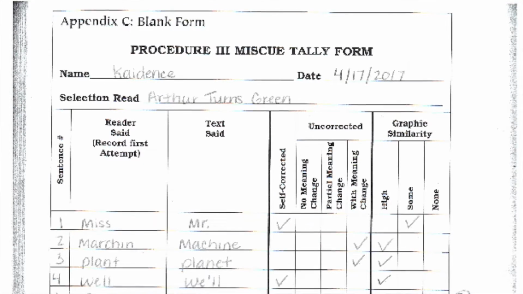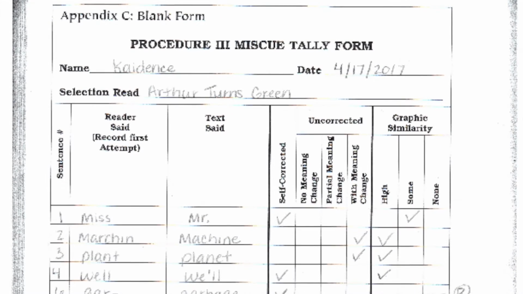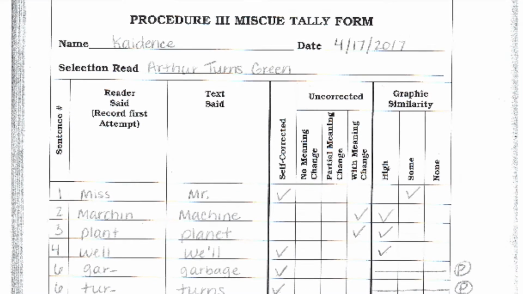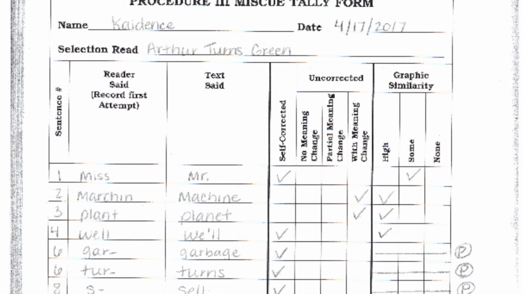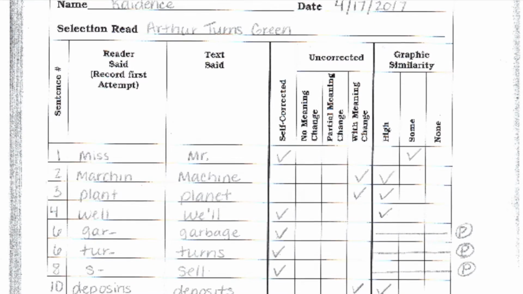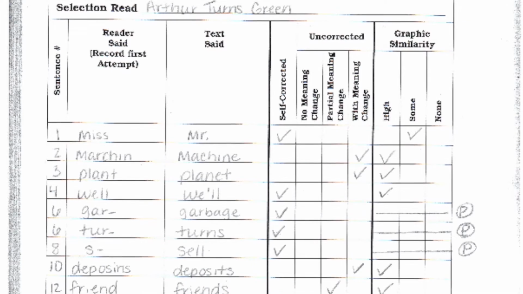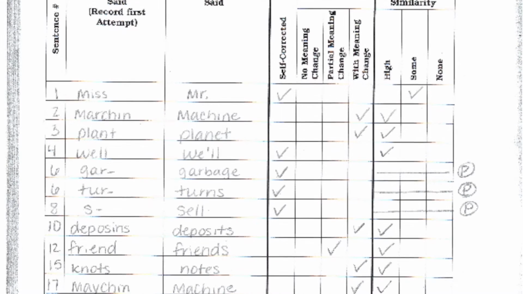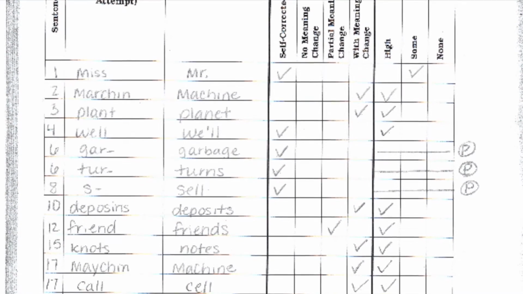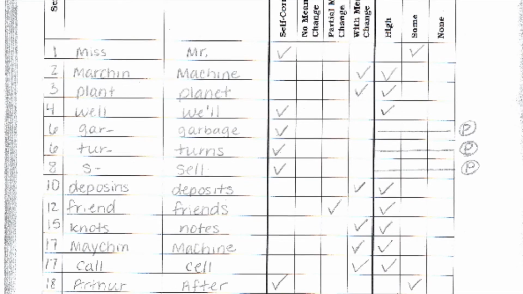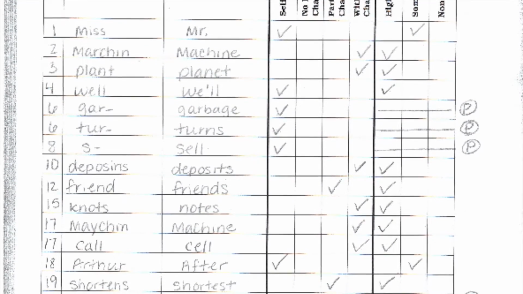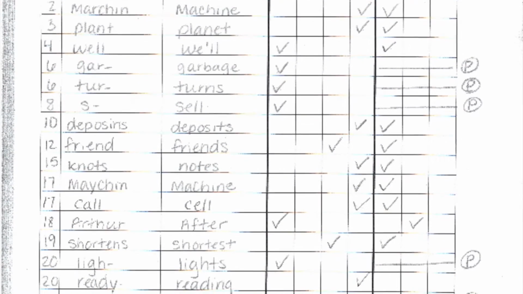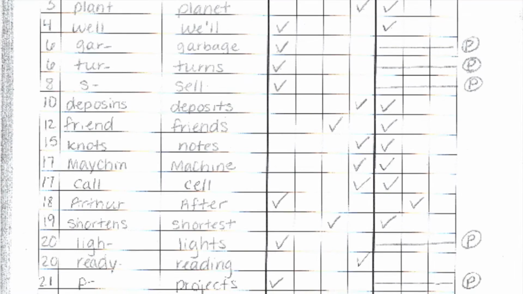After you complete all of your work on your transcript and your retelling guide, what you're going to do is do the miscue tally form. On this sheet, you're going to record what sentence a student made a miscue on, what the student said, what the text said, if it was self-corrected, if it made no meaning change, probably some, or no meaning change at all. And then you code for graphic similarity. If there's a high graphic similarity, some graphic similarity, or no graphic similarity at all. And you will tally all of this information and put it on the reader's profile page.